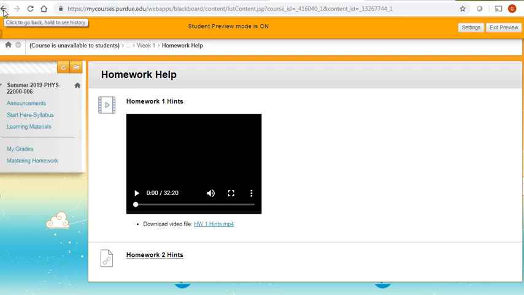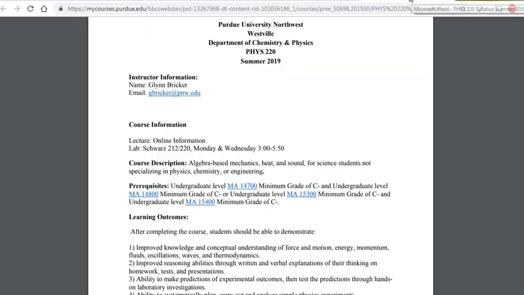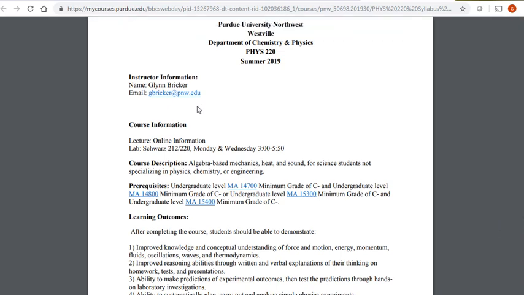And then I'll tell you where the book is located, everything like that. So when you click the Start Here syllabus, the syllabus pops up, and it looks something like that. So my name is Dr. Glenn Bricker. Here's my email address. That's the best way of getting in contact with me. Now the lab is either in Schwarz 212 or 220. 212 is the computer-based lab. 220 is the more hands-on lab. And we do meet Monday and Wednesday from 3 to 5:50.